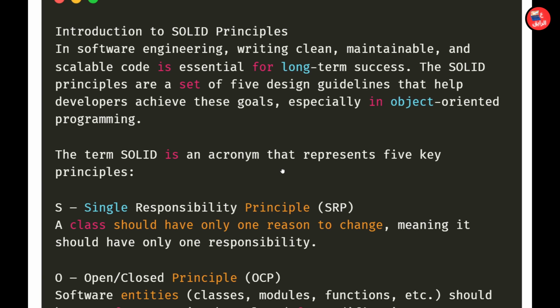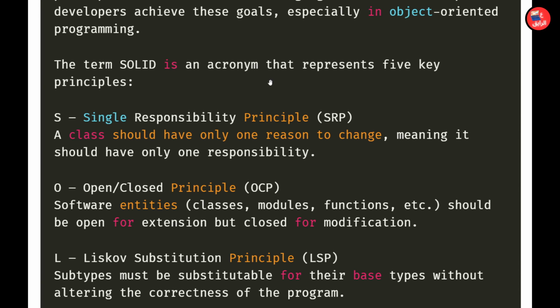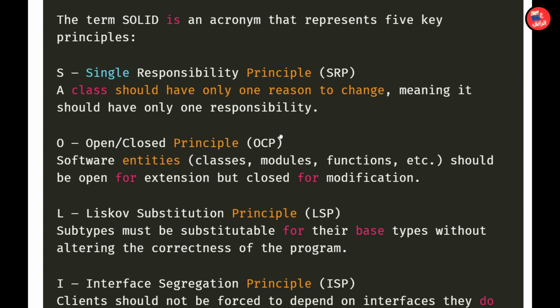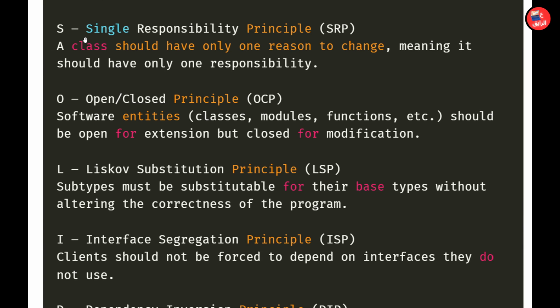Okay? The term SOLID is an acronym that represents 5 key principles. Each character represents a specific principle. Okay? Let's take the first one. The character S stands for Single Responsibility Principle, known as SRP. Okay, what is the Single Responsibility Principle? It is a principle that a class should have only one reason to change.